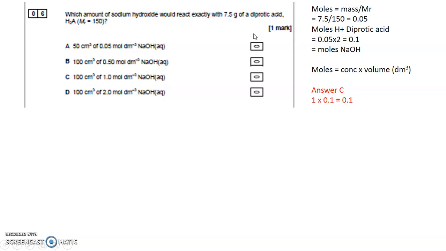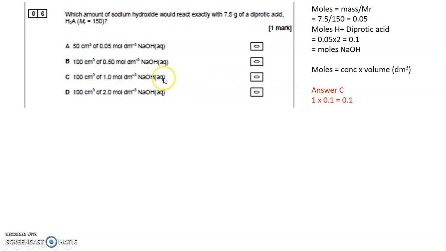So, which amount of sodium hydroxide? If I've worked out the number of moles of acid, I multiply by 2 to work out the number of moles of sodium hydroxide. 0.1 moles of sodium hydroxide is going to be needed. So concentration equals moles divided by volume, so moles is concentration times volume, and I've got concentration and volumes here. I need to get these volumes into decimeter cubes by dividing by 1,000, and then once I've divided each of these by 1,000 and multiplied by the concentrations, I'll work out the number of moles.